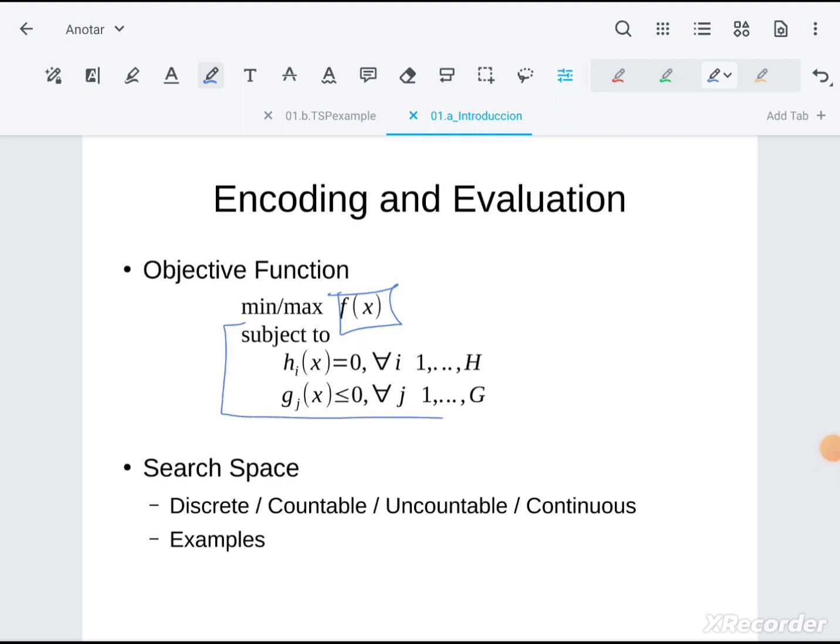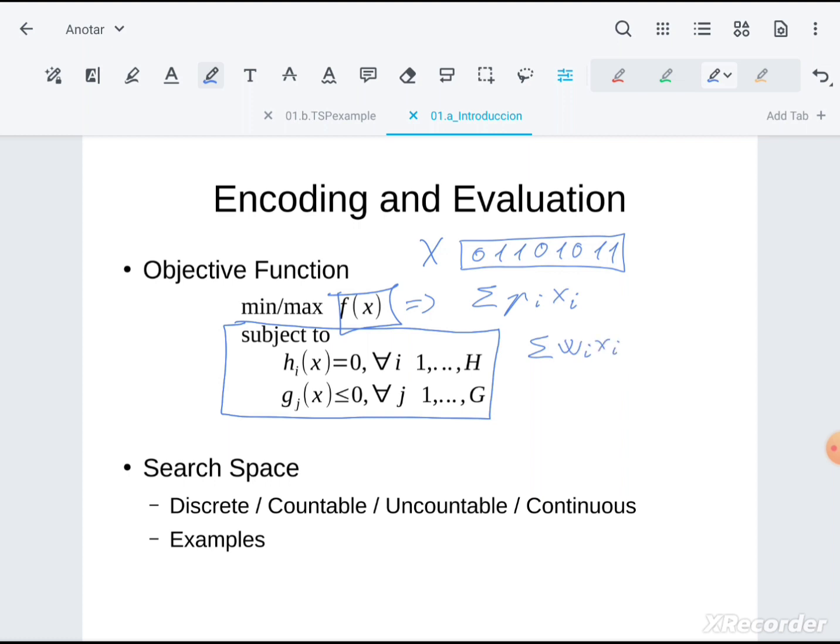subject to some constraints. For instance, in the case of the knapsack, if your solution has the form of a binary array, then this function is the sum of the profits times if this object is in the knapsack or it is not. And the constraint is that the sum of the weights of the objects should be less than or equal to the capacity of the knapsack.